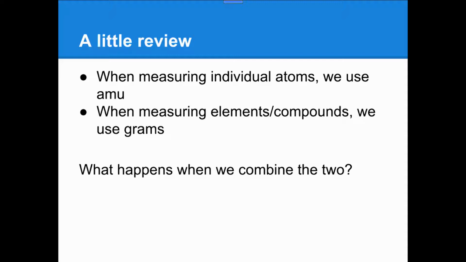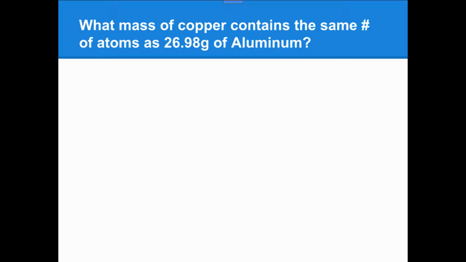So what happens when we combine the two of these? So this question, what mass of copper, so remember copper is Cu, contains the same number of atoms as 26.98 grams of aluminum? So if we have 26.98 grams of aluminum, first we've got to figure out how many atoms that's going to be, and then once we find out how many atoms that is, that same number of copper atoms, what's the weight of that going to be?